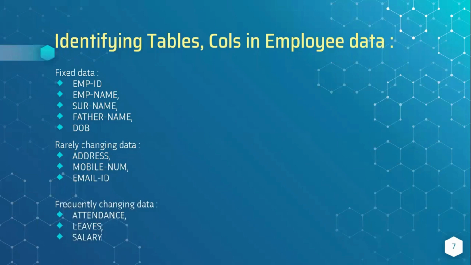So if you take attendance, leaves, salary, etc., they are frequently changing data. Attendance, they will capture every day, right? Every day you can be present or absent. So they are called frequently changing data. Take home salary also, every month take home salary will change based on your number of leaves and number of days worked.